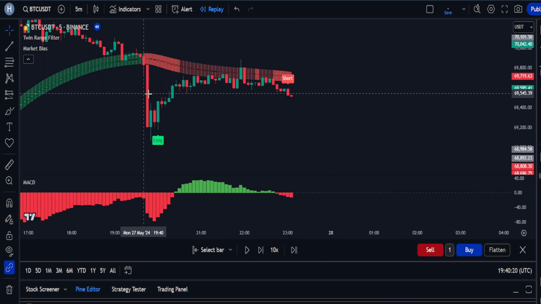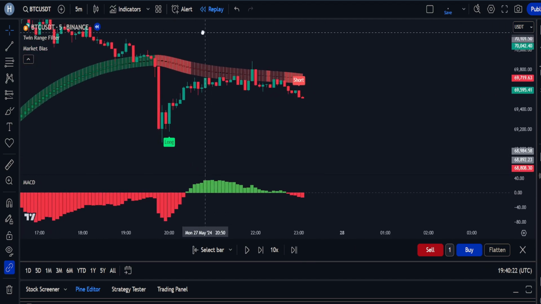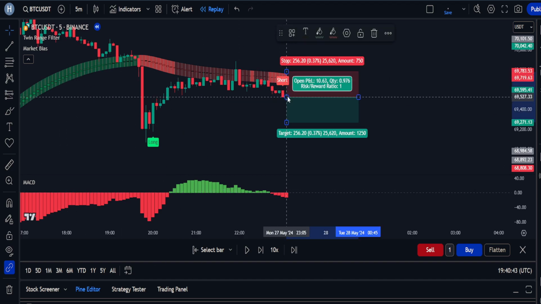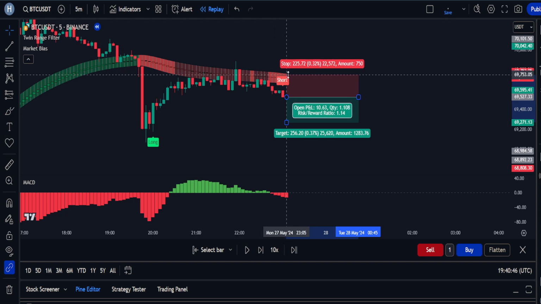For sell trades, we simply reverse the conditions we discussed for buy trades. First of all, we will wait for the twin range filter to give a sell signal, just like it did here. For the confirmation of this signal, we want the market bias indicator to be red in color, indicating an overall bearish trend. Also, the MACD histogram should be red in color, as we know this also indicates a short-term bearish trend. So these are the conditions that need to be fulfilled before we open a sell trade.